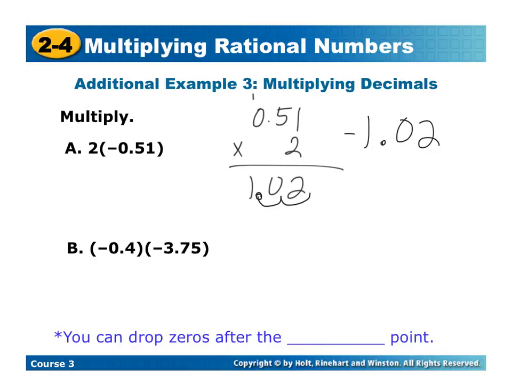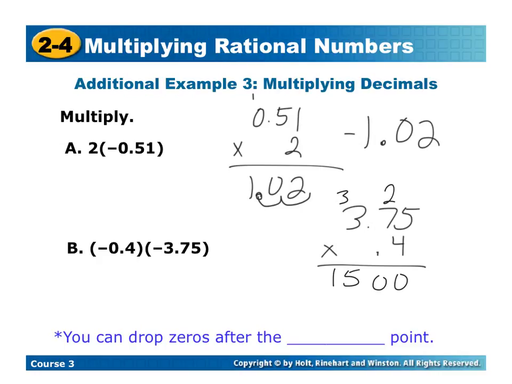So let's look at another example. Once again, I'm not going to worry about my negative signs. So I have 3 and 75 hundredths, and I'm going to multiply it by 4 tenths. Once again here, notice I did not line up my decimal points. I don't have to when I'm multiplying. 4 times 5 is 20. 4 times 7 is 28, plus 2 is 30. 4 times 3 is 12, plus 3 is 15.